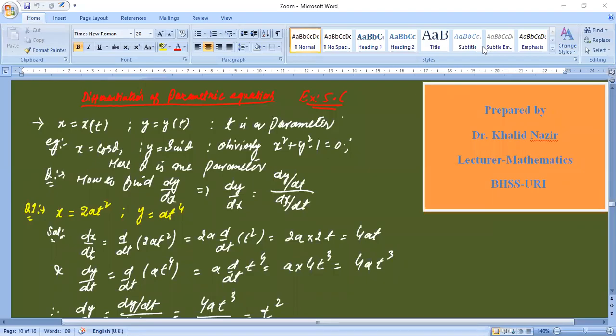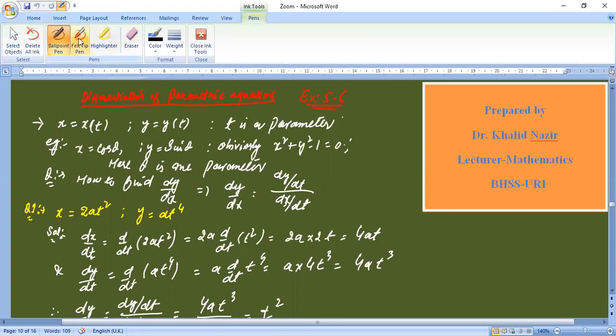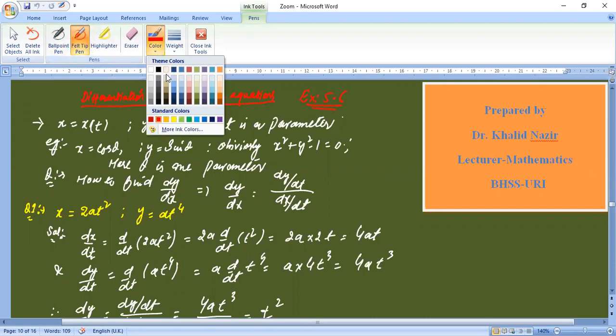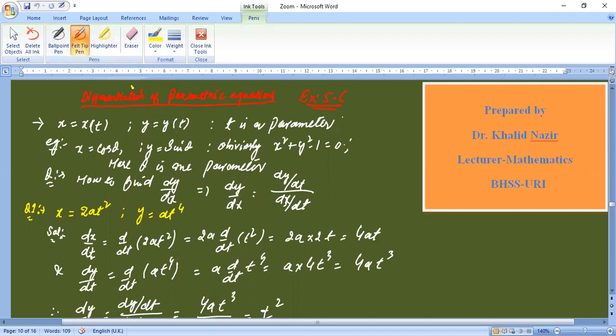Assalamu alaikum. Today we will start our next topic, that is exercise 5.6 of class 12 NCERT book. This is about differentiation of parametric functions, differentiation of parametric equations.